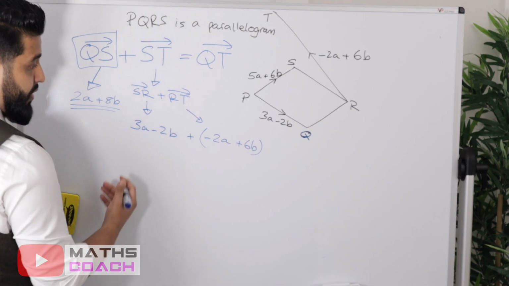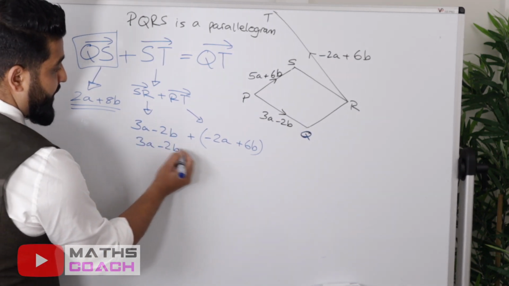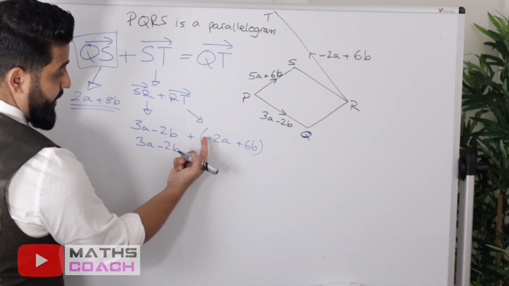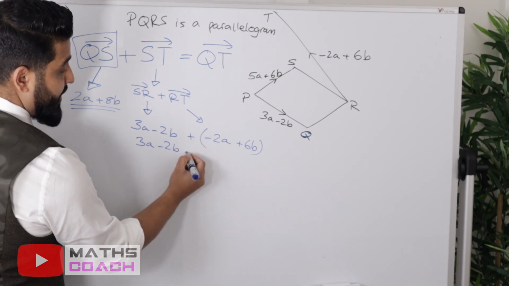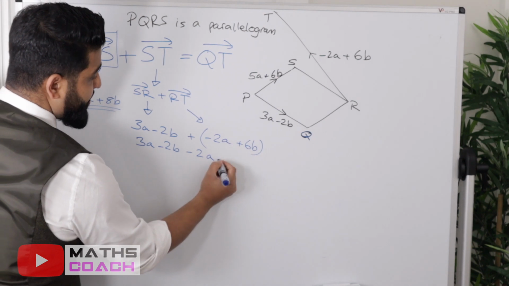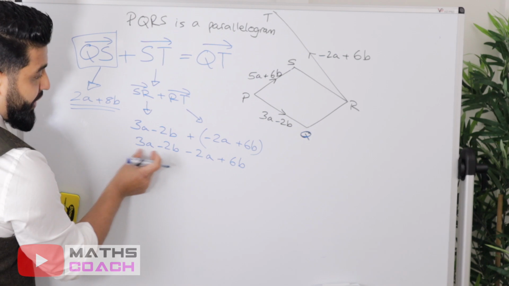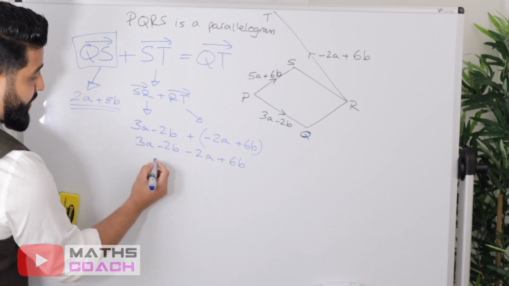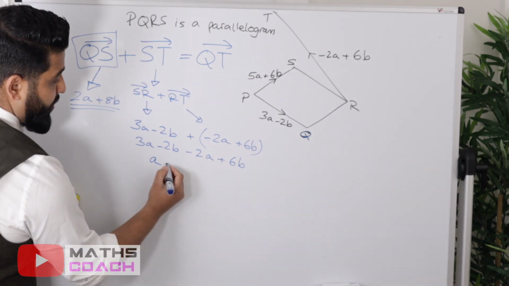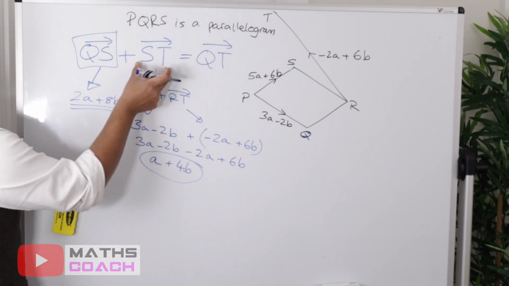And I'm now going to take this outside of the bracket. So I get 3a minus 2b, and then what's going to come out here? The negative is going to come out because a negative and a plus, when you multiply, the negative is dominant, so minus 2a, and then a plus and a plus here, so that's just going to be 6b. Now we just need to collect the like terms, so 3a minus 2a, so therefore we get a here, and then minus 2b plus 6b, we get plus 4b, and that is ST.